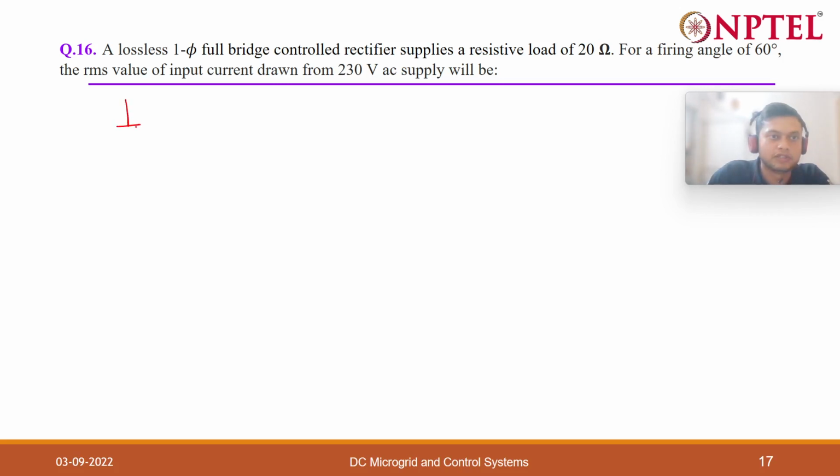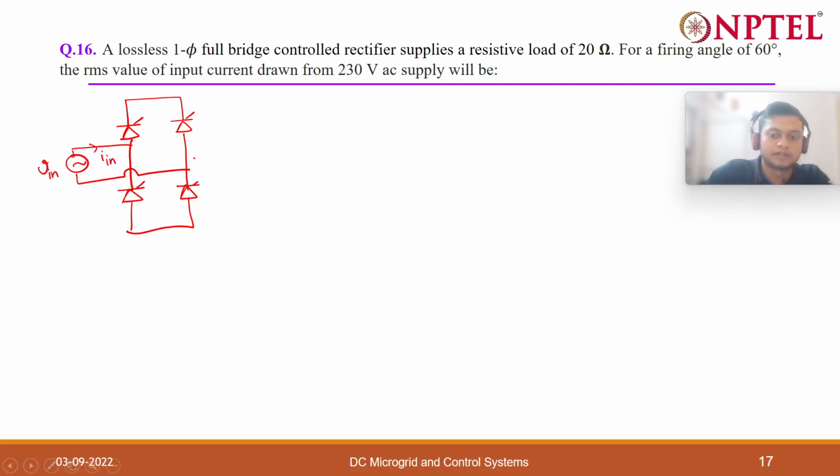So we have a resistive load here. We have a single phase controlled rectifier, with V in and I in, and at the output we have a resistive load of 20 ohm. You can call the output current I naught.